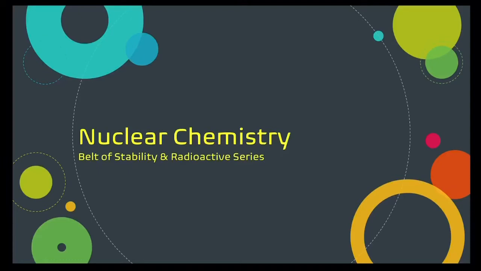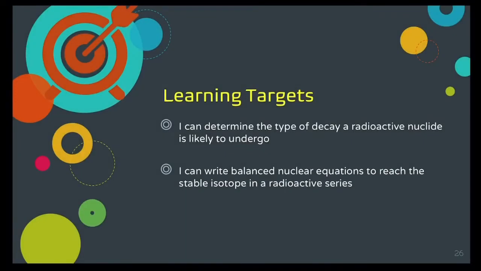This segment of nuclear chemistry will cover the belt of stability and radioactive series. Our learning targets include being able to determine the type of decay a radioactive nuclide is likely to undergo and writing balanced nuclear equations to reach the stable isotope in a radioactive series.